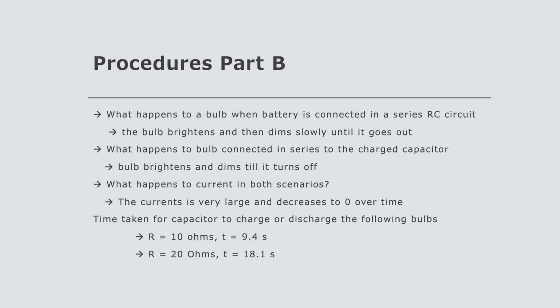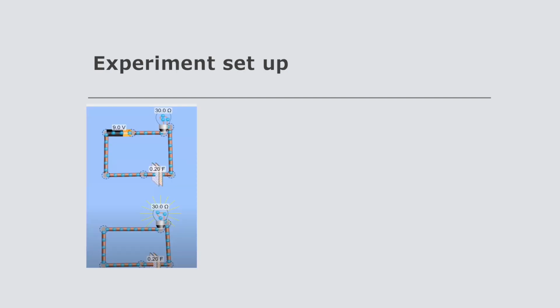So the time taken for the capacitor to charge or discharge the following bulbs is as indicated: 9.4 seconds for the bulb with 10 ohms of resistance and 18.1 seconds for the bulb with 20 ohms. This is an image of the setup of my experiment where I discharged the capacitor over an amount of time and recorded my experimental values.